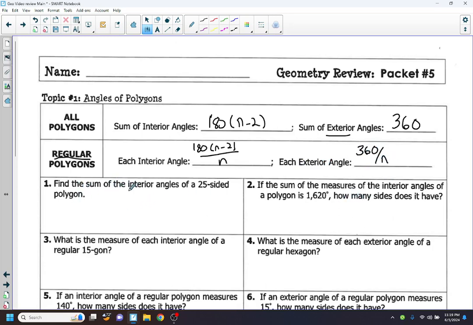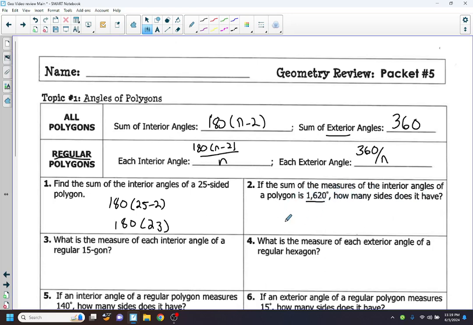So if I want to find the sum of the interior angles of a 25-sided polygon, I'm going to do 180 times 25 minus 2, or 180 times 23. Again, check your answers at the back. I'm just doing the setup so I can finish this in a reasonable time. This one, the sum of the measure of the interior angles of the polygon is 1620.